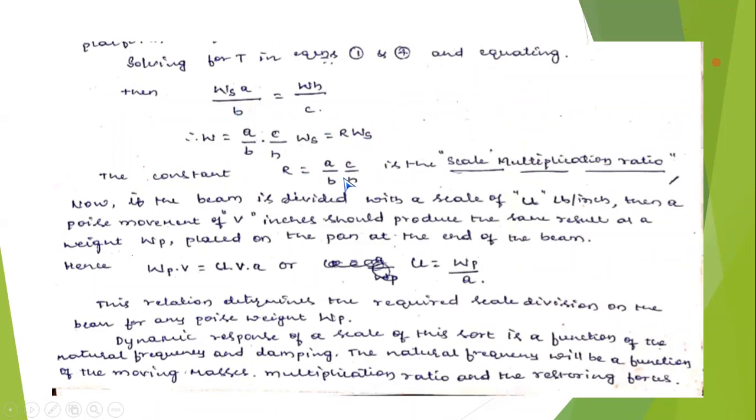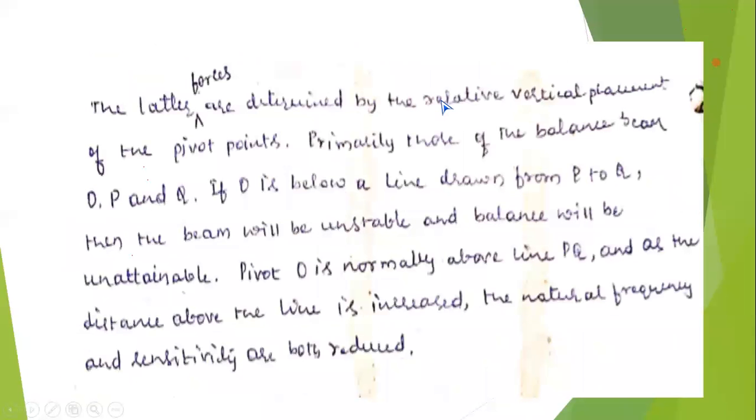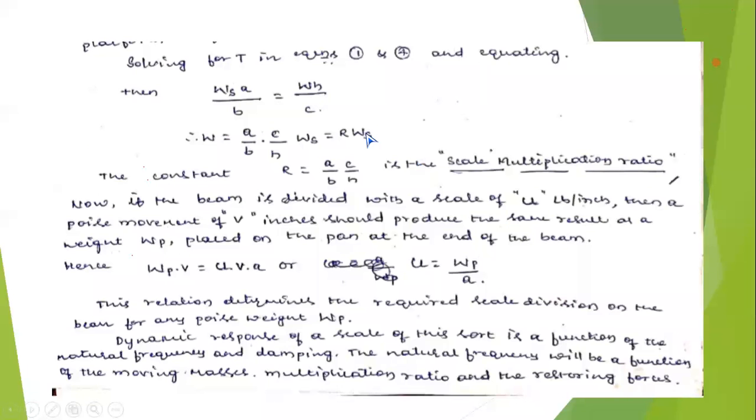So R is required for the total weight. That is R equal to A by B into C by H, the scale multiplication ratio. That is, W equal to A by B into C by H into Ws. You have to calculate W using this relation. By using the relation, you can calculate the unknown weight. So this is the explanation and the derivation for force measurement using a platform scale.